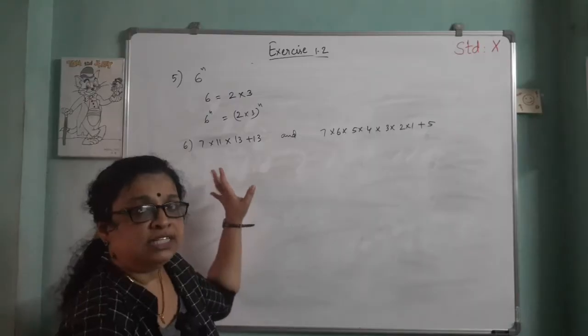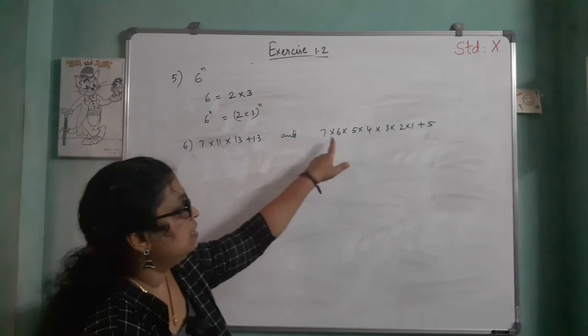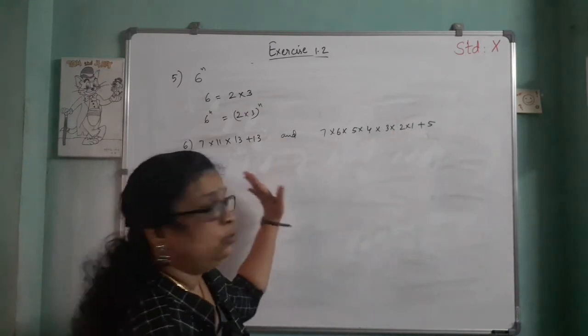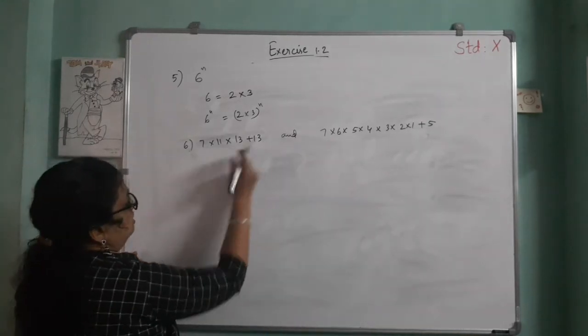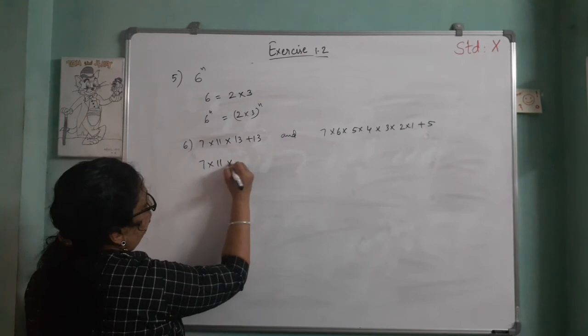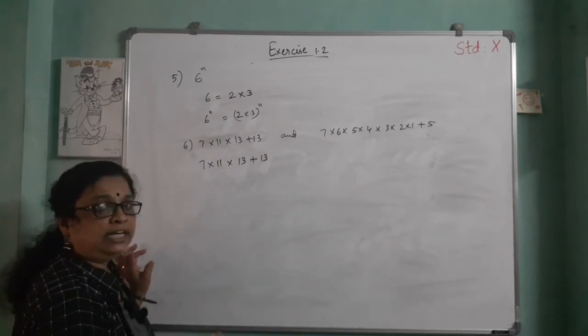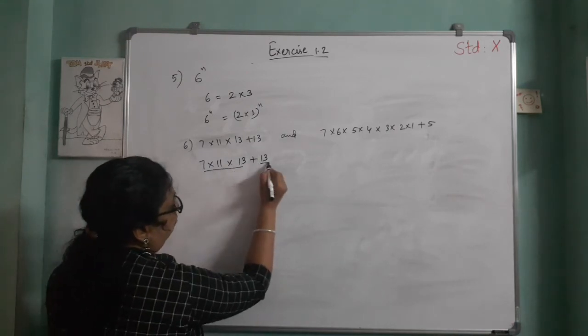Okay. So next, sixth question. 7 into 11 into 13 plus 13, and 7 into 6 into 5 into 4 into 3 into 2 into 1 plus 5. These two are composite numbers. Why? First we take the number 7 into 11 into 13 plus 13. We know that terms are separated by plus or minus. So here one term is here, one term is there.